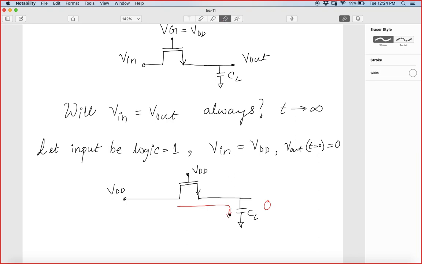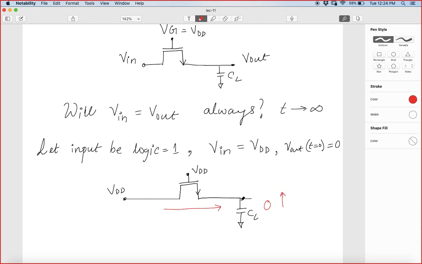So it will try to charge this capacitor, but it will not go till VDD, because as this voltage rises, initially it will be in saturation region, because I can consider this as a source and this as a drain, and because the gate and the drain are at the same potential, the MOSFET is in saturation region.